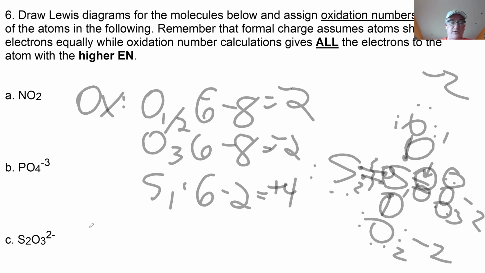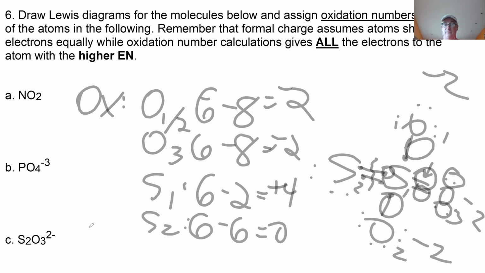What about sulfur number 2? It's supposed to have 6. How many does it actually have? 6. It actually has 6 as well. So its oxidation number is 0.